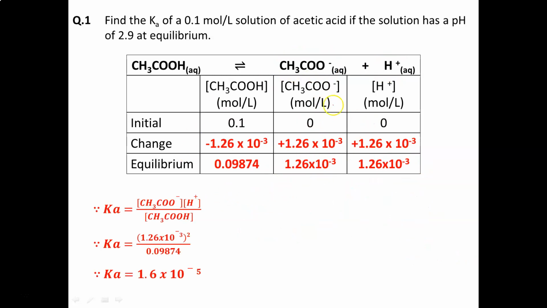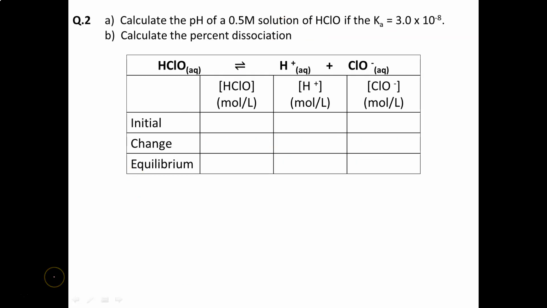I can then fill out the rest of the chart, substitute it into my Ka equilibrium expression, punch that in, and therefore your Ka value is 1.6 times 10 to the power negative 5. Let's double check to make sure it makes sense. Acetic acid is a weak acid, therefore its Ka value should be small, and yes, it is quite small. Alright, moving on ahead to the next question. Once again, press pause. When you're ready, press play, and we will take it up together.